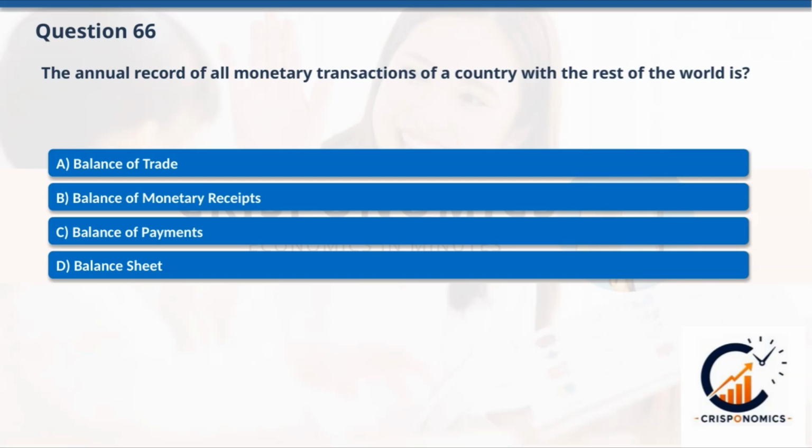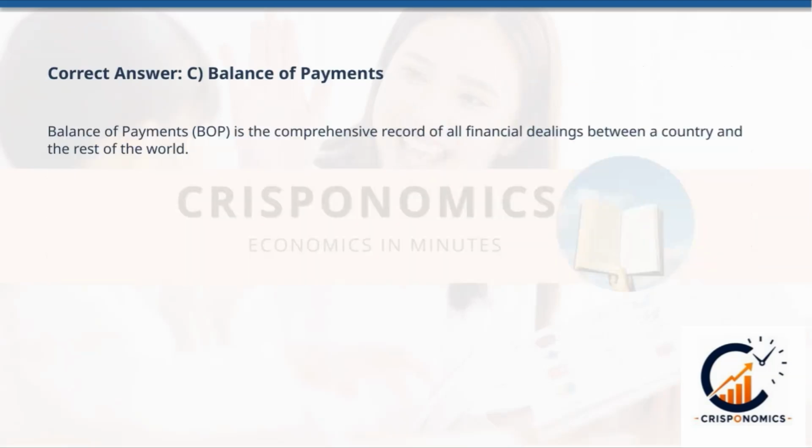fits best? Let's talk about the balance of payments, or BOP. This is the full record of every financial transaction between a country and the rest of the world. It tracks money flowing in and out, from trade, investments, and other financial exchanges. Understanding the BOP helps us see a country's economic relationships on a global scale, how it earns, spends, and invests beyond its borders. It's a key indicator of economic health and international standing.